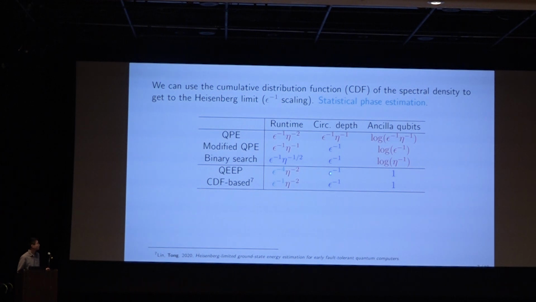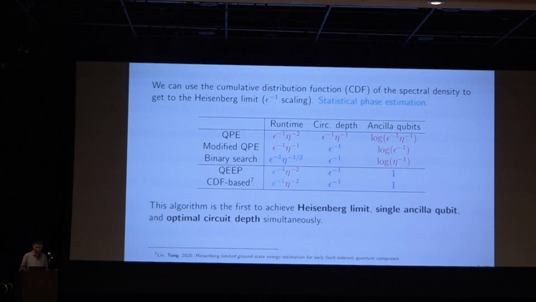We keep the circuit depth, which is an optimal semi-depth, and we only require a single ancilla qubit. So this is actually the first algorithm to achieve the Heisenberg limit, single ancilla qubit, and optimal circuit depth, these three things, simultaneously.